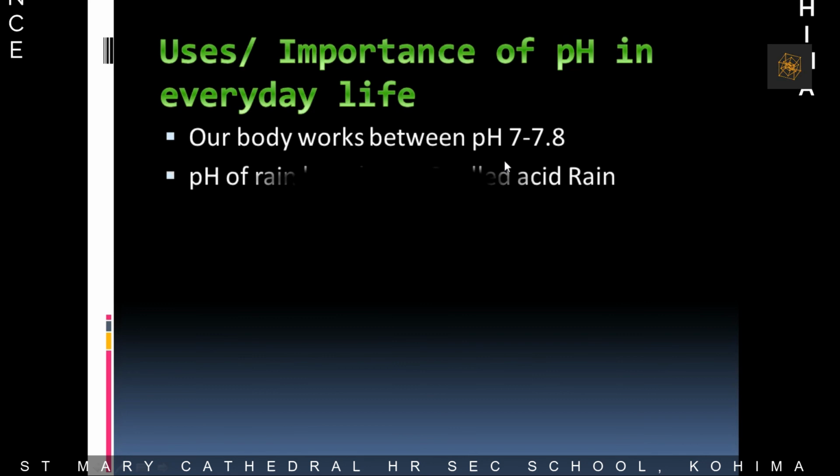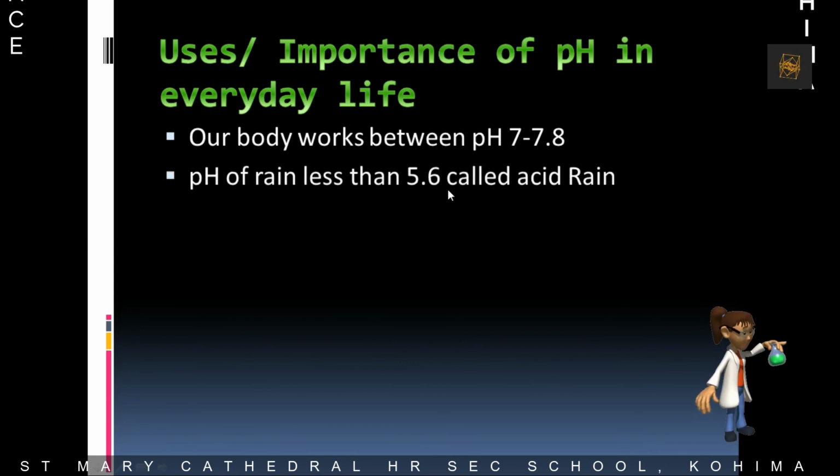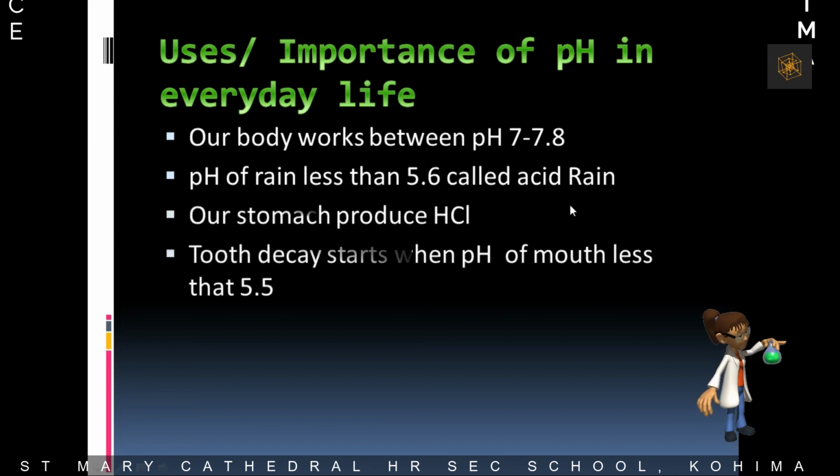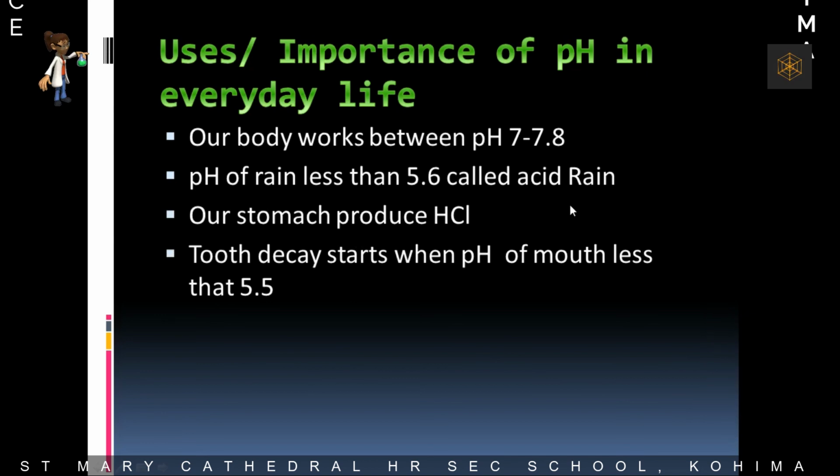Next, the pH of rainwater less than 5.6 is called acid rain. If the scale decreases to 5.6, it will be taken as acid rain. That will tell us why our monuments are turning yellow or black, or why vegetables are not growing. This can help us to identify that. Another thing is our stomach produces hydrochloric acid, right? Whether that acid is strong or weak, we can find that out also.